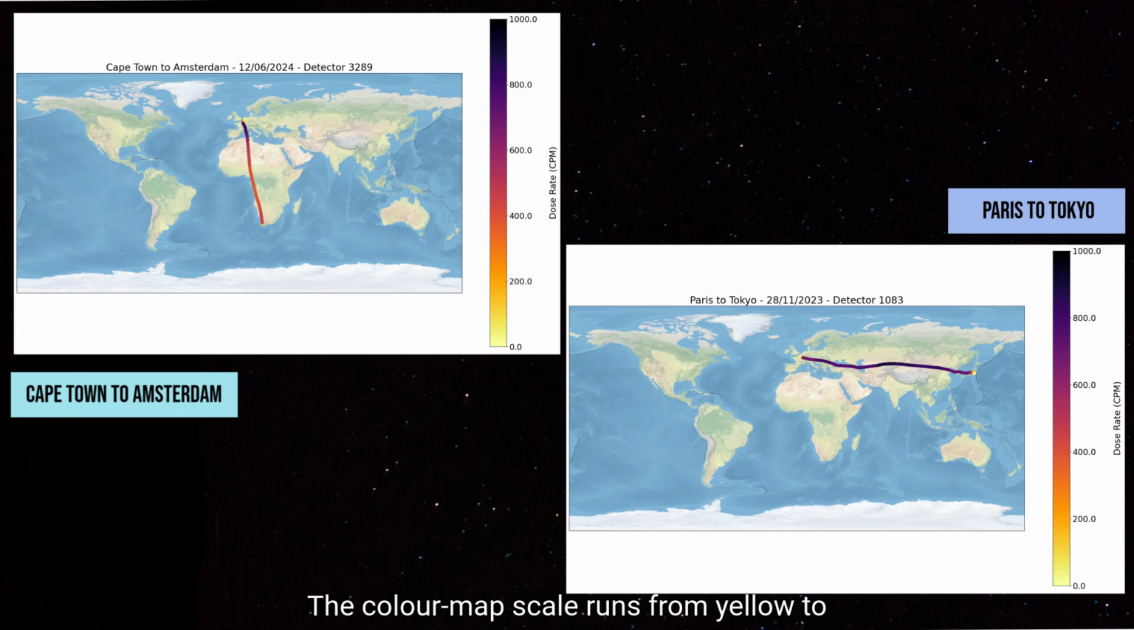Our next graph depicts the flight path, color mapped according to radiation levels. The color map scale runs from yellow to black, where the black areas indicate the regions with the highest radiation rates. As seen in the previous graphs, when the plane crosses the equator, the level of radiation drops. In this graph, the path fades from dark pink to orange.